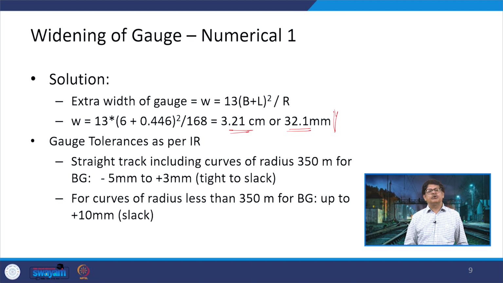Now, what are the gauge tolerances which are being adopted on Indian Railways? That is given here. In the case of a straight track, including curves of radius 350 meters or more for the broad gauge, it is minus 5 mm to plus 3 mm. When we say it is minus 5 mm, it means we are having a tight gauge, whereas when it is plus 3 mm, we are increasing it. So, there is a slack condition here. And in the case of curves of radius less than 350 meters, again for the broad gauge, it is taken as plus 10 mm, that means the slack condition is taken as compared to the tight condition.